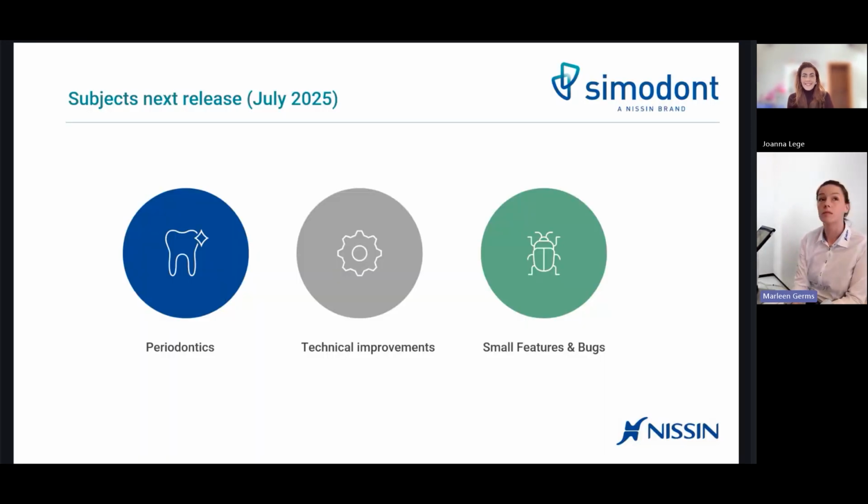So next to what I've shown today of the 422 release, I want to give you a really small outlook to the next release, which is expected in July 2025. This will contain more periodontics improvements, quite a lot of technical improvements, and of course some small features and bugs. Details will be released when the release is near. That's my part of the presentation for now. That's the 422 release. I'd like to give the word to Joanna.